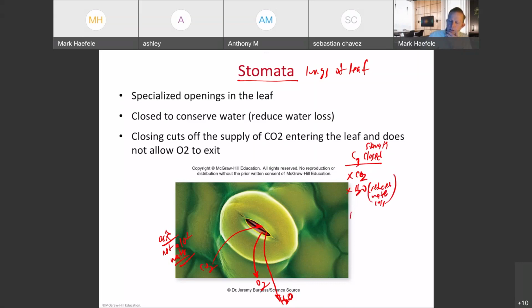But you also increase your oxygen inside. That's not good. Why? Because the more oxygen you have inside, the more likely your rubisco is going to bind to the oxygen, not to the CO2. If it binds to the oxygen, not to CO2, then it's not going to be doing photosynthesis. And so you're going to basically stop. Your photosynthesis comes to a grinding halt. So this is basically when your stomata are closed.